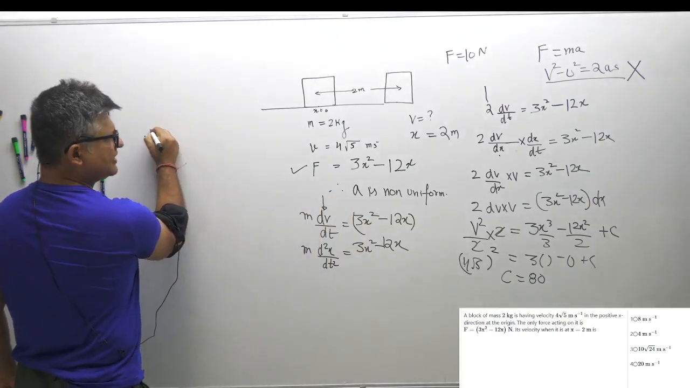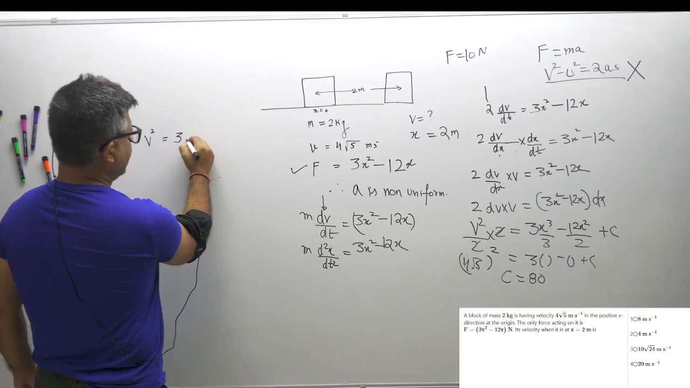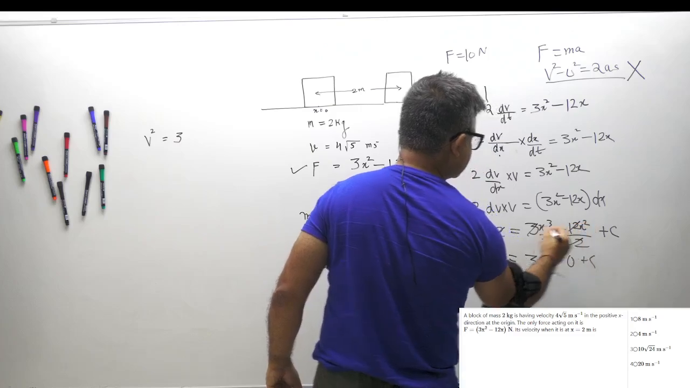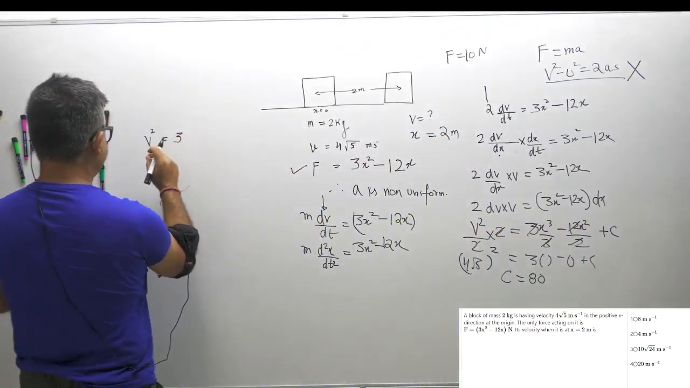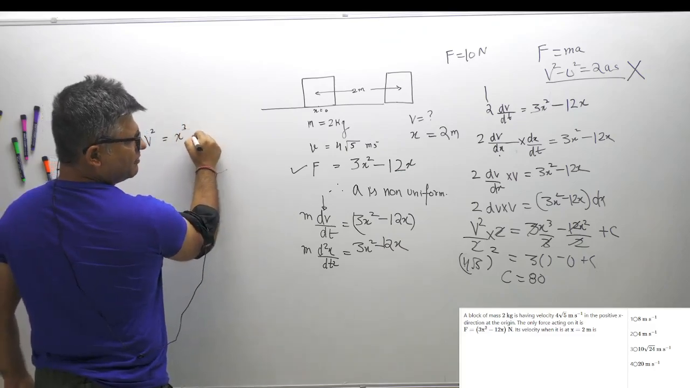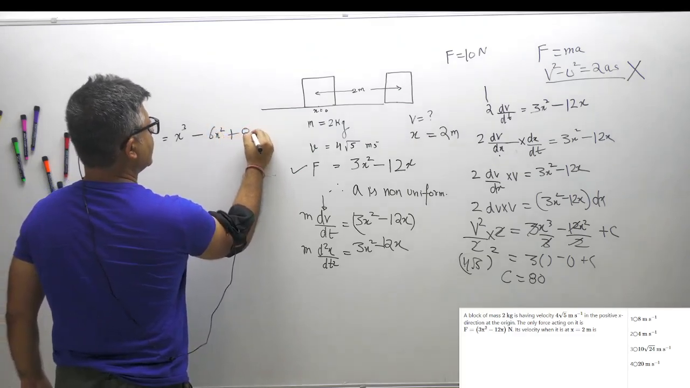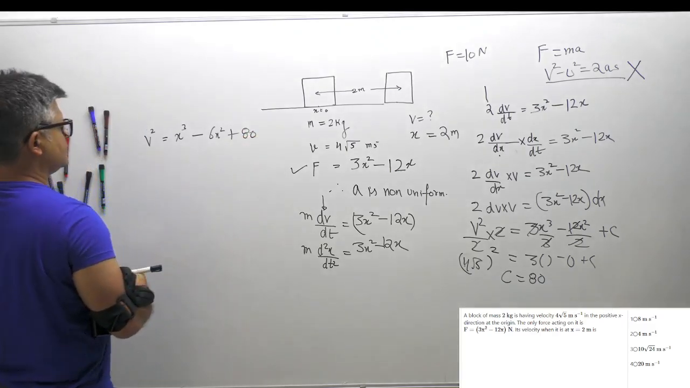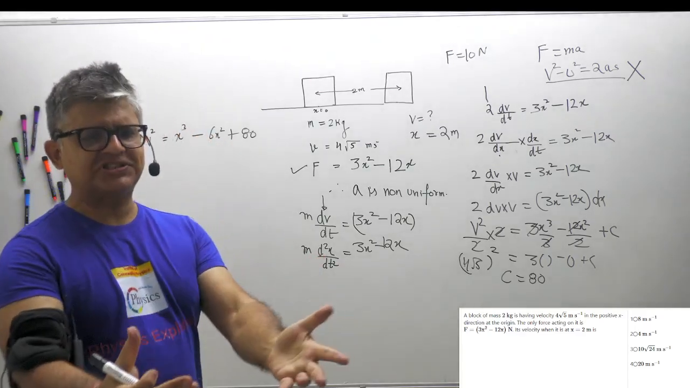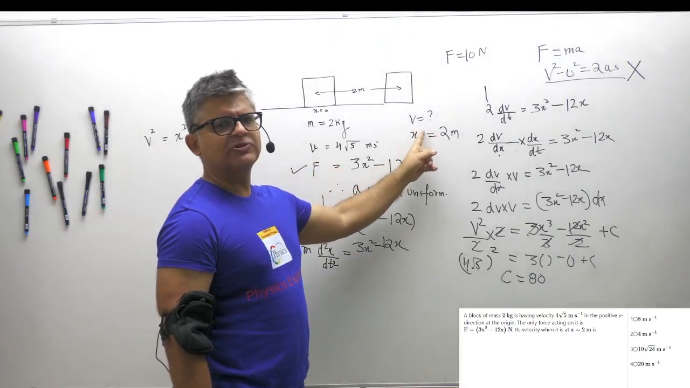So velocity square is equal to 3... okay, so this also cancels, right? 3 and 3, this becomes 6. So this will become x cube minus 6x squared plus 80, right? So this is the relationship between the velocity and position. That is what we wanted, because we want to find out the velocity when the position is 2 meters.